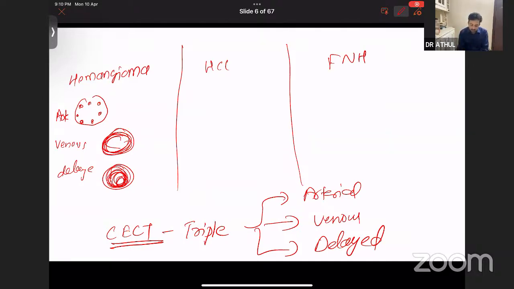So the central portion of the hemangioma is predominantly made up of reticuloendothelial cells or fibrous tissues. Okay, all these cells are very lazy cells, so the contrast uptake will be very slow.